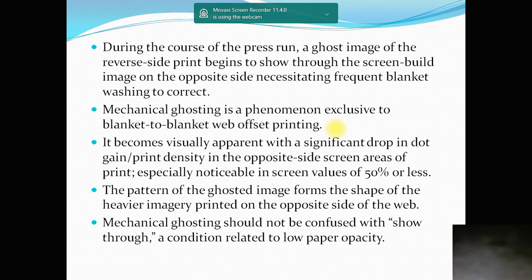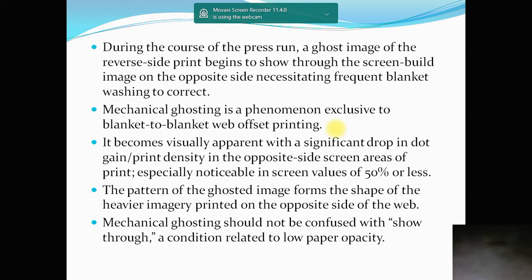Mechanical ghosting is a phenomenon exclusive to blanket web offset print. If we are using a blanket press, we discussed this clearly in the previous classes in types of printing presses. There are certain types which use two blankets for two printing units and without impression cylinder. The second unit blanket cylinder will work as an impression cylinder to the first unit. The first unit blanket cylinder will work as an impression cylinder to the second unit. So these are called blanket to blanket web offset printing. In this also we may find such type of ghosting problem.